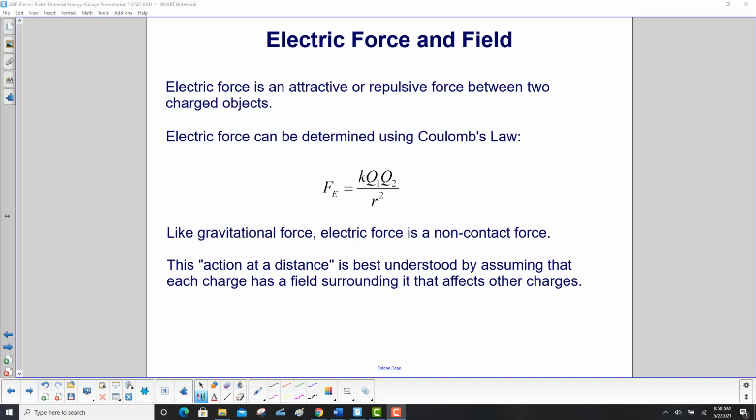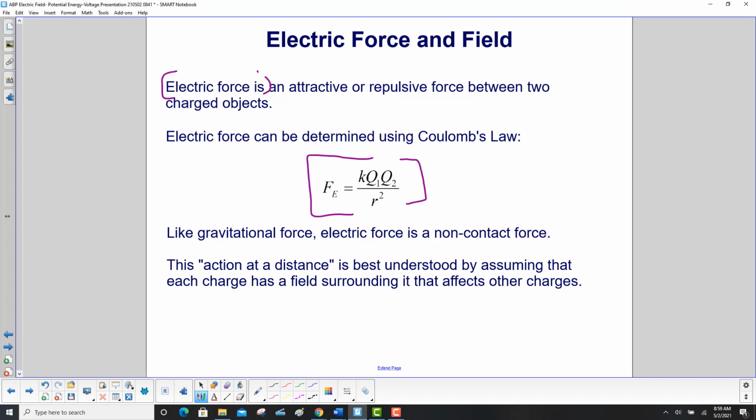Electric field. In the last unit, we covered electric force, which is an attractive or repulsive force between two charged objects. It can be determined using Coulomb's law here. The electric force is k times one charge times the other charge divided by r squared, which is the distance between them. And the important thing to realize here is we're dealing with magnitudes to find the force.